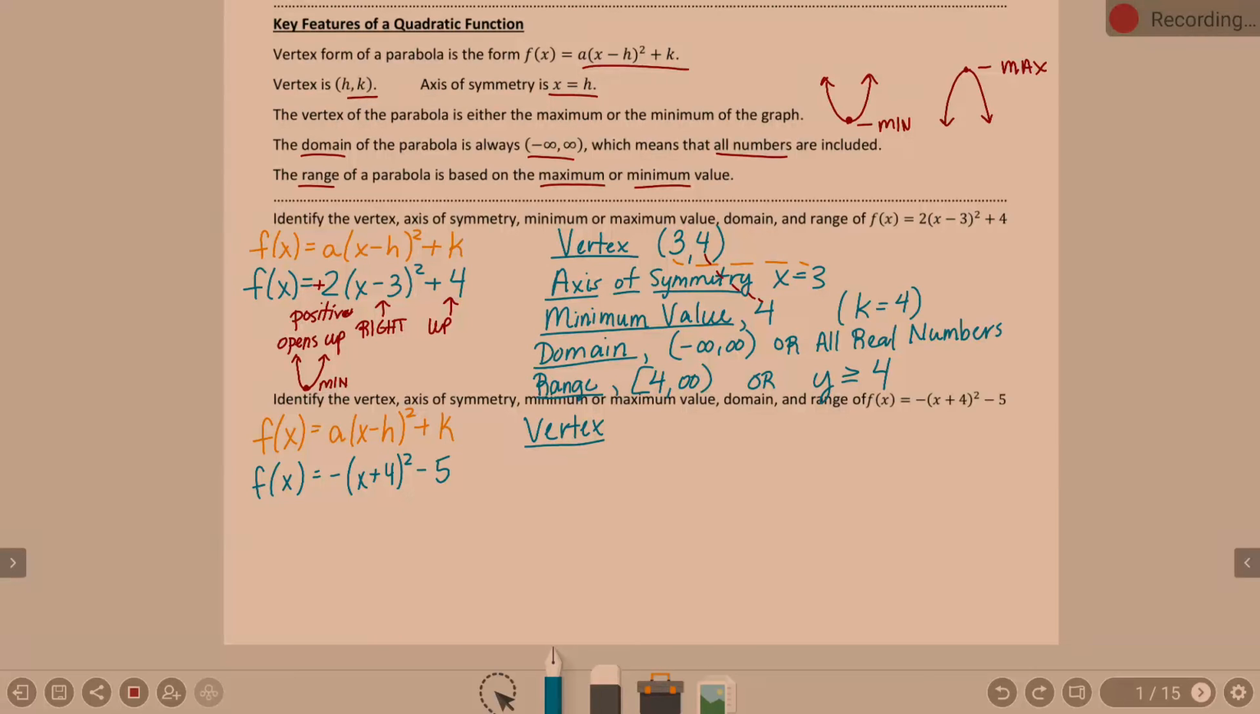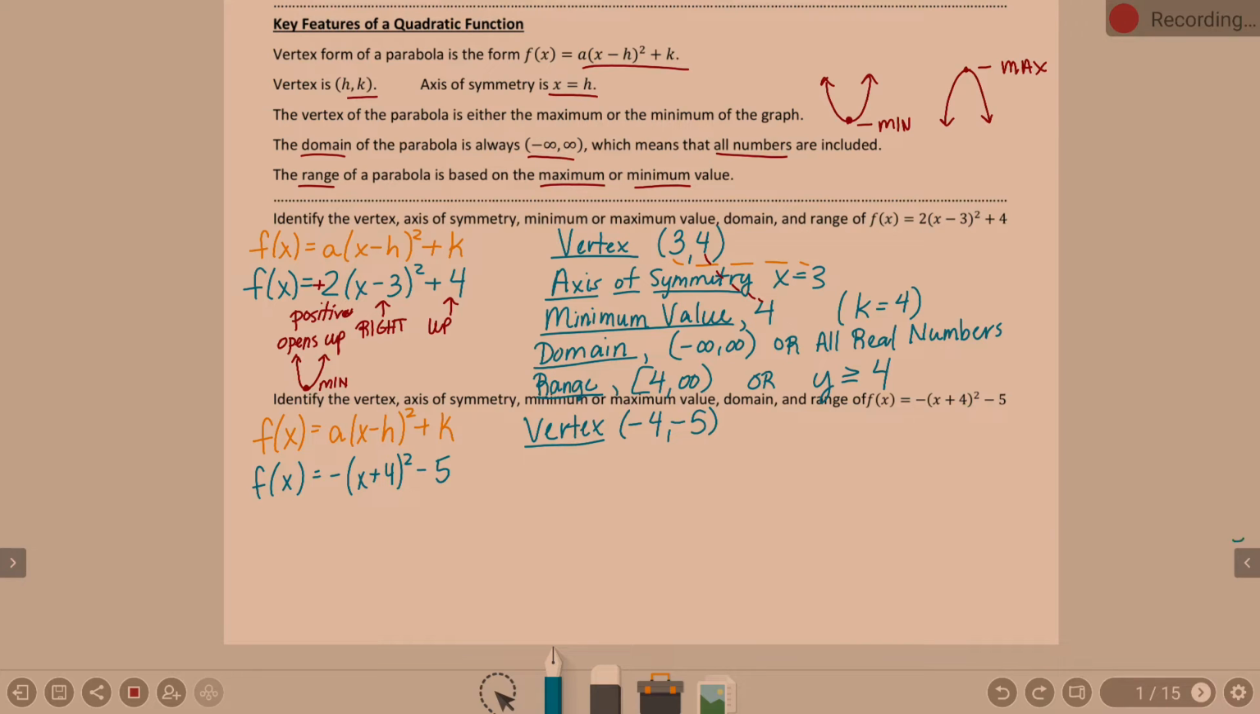Folks, let's see what we remember from yesterday. We had our standard or our vertex form there, which is f of x equals a times x minus h squared plus k. Given our equation, f of x equals negative of x plus 4 quantity squared minus 5. Thoughts on the vertex? What do you think, Jayden? Negative 4, negative 5. Okay, negative 4, negative 5.